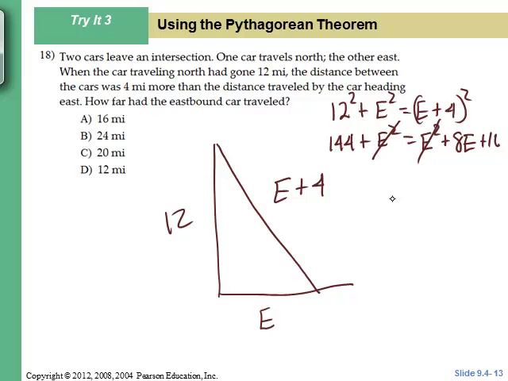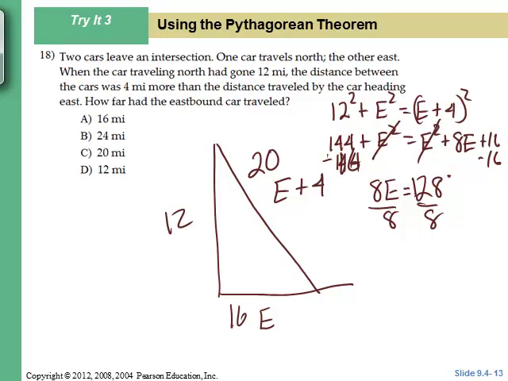Subtract E squared from both sides and subtract 144 from both sides. Subtract 16 from both sides. 8E equals 144 minus 16, 128. Divide both sides by 8. You get E is 16, which makes this 20. How far had the eastbound car traveled? 16 miles.